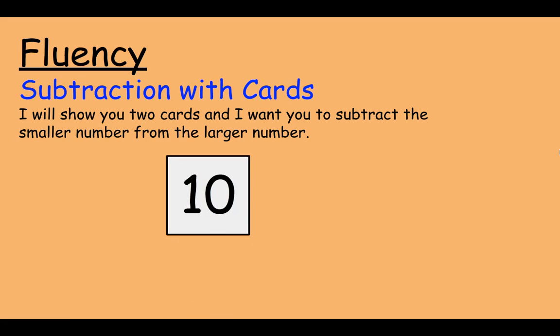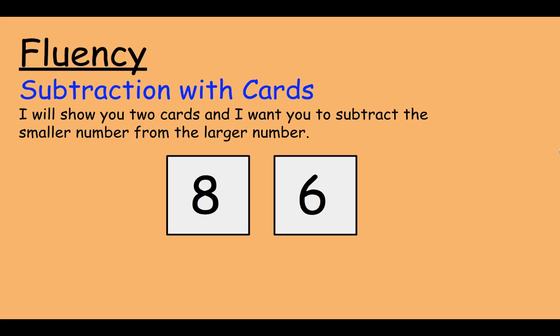Okay, next set of cards. Figure out which one is the larger number. And you're going to say that number minus the smaller number. So that should be 10 minus 4 equals 6. Another set of cards. Find out which number is larger. You're going to say that number minus the other number. 8 minus 6 equals 2.